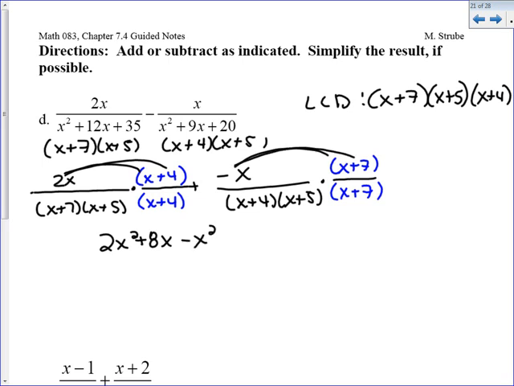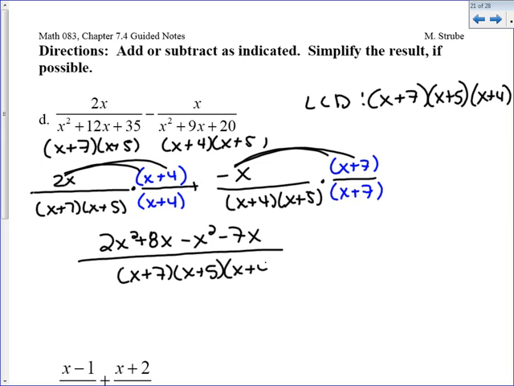Negative x squared minus 7x. And now you can just write that denominator once. The order of your denominator does not matter. Combine your numerator. Gives us 1x squared plus x.